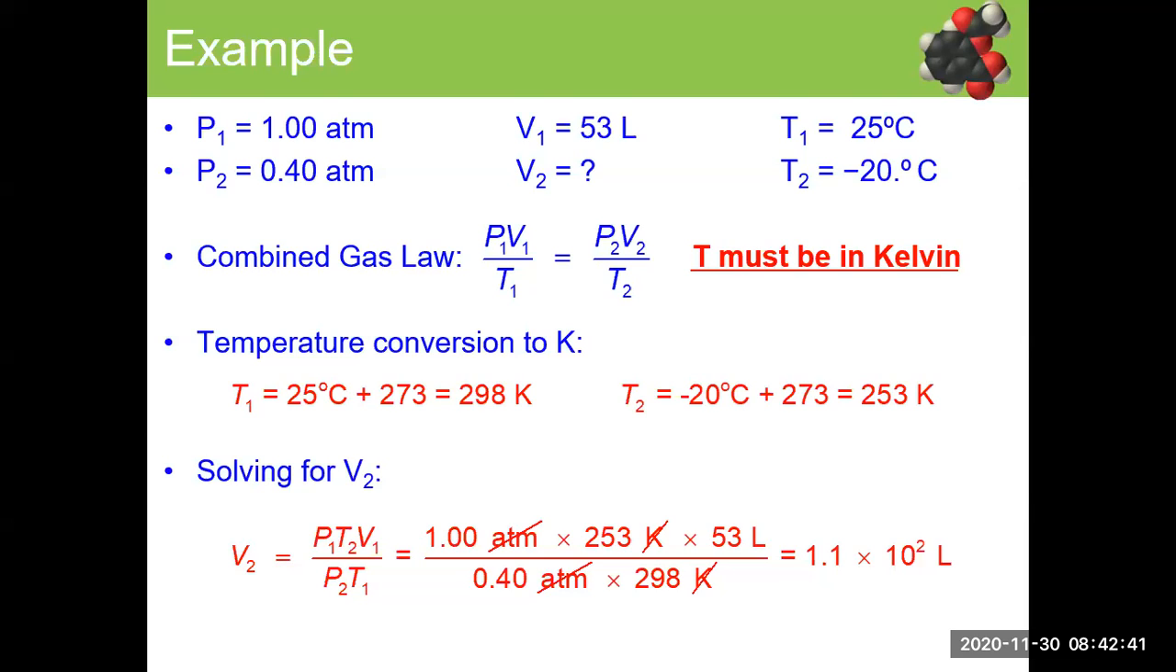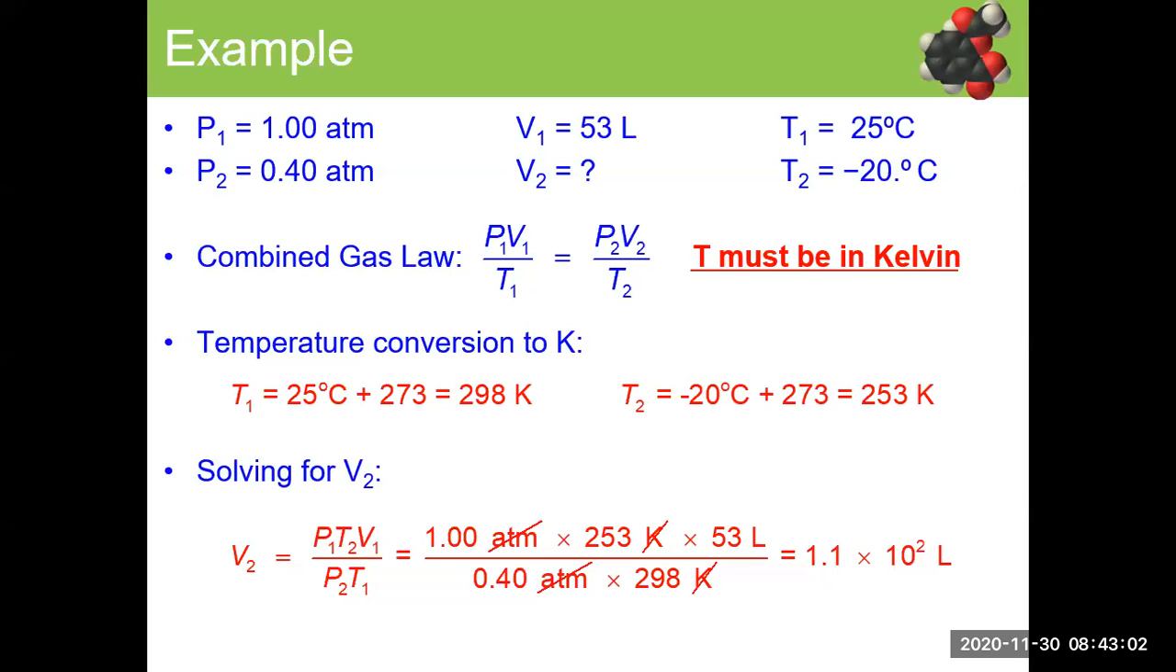Once again, we need to remember that we want to convert our temperatures to Kelvin. So we add 273 to each of those degrees C values, and that changes that T1 value to 298 Kelvin and the T2 value to 253 Kelvin.